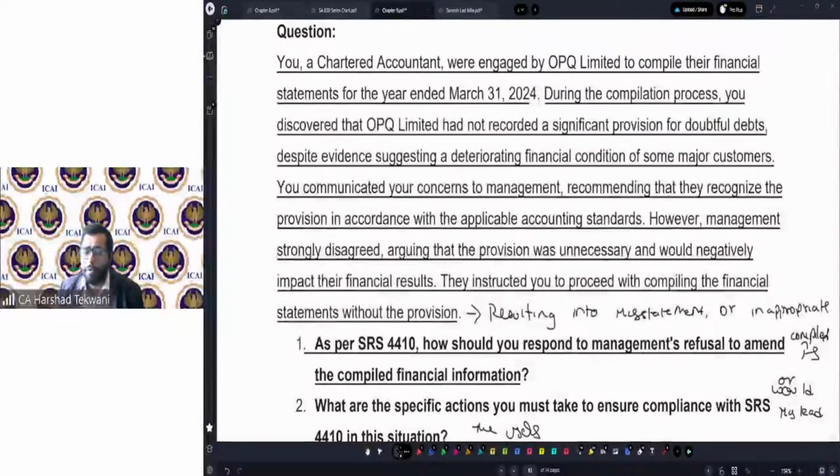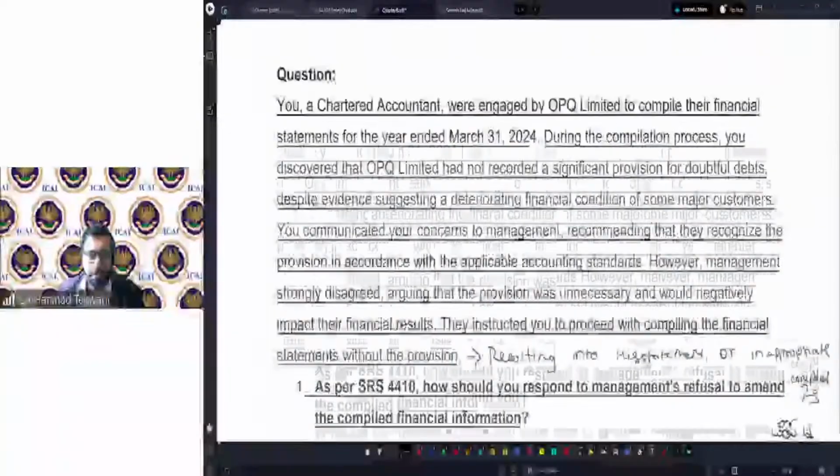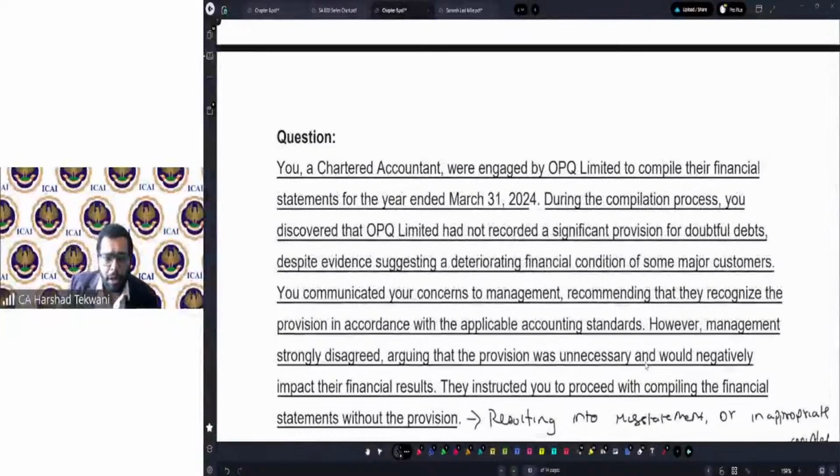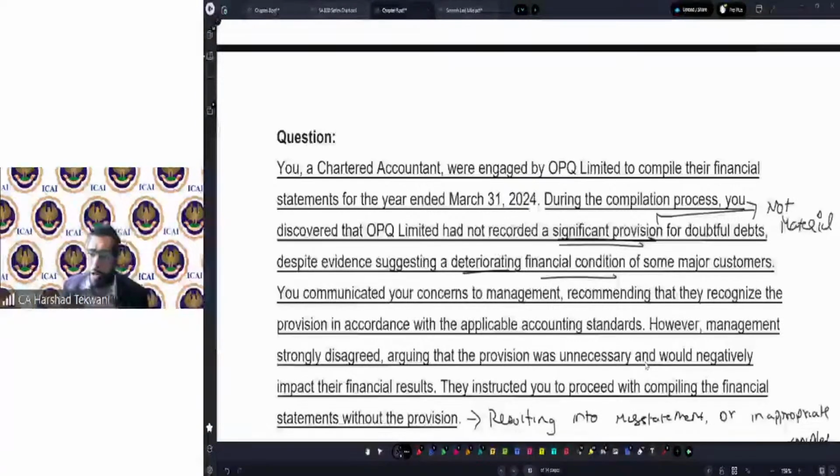Now let's assume this particular part is not material. For the time being, let's assume the provision over here, for deteriorating financial conditions and significant provision, is not material. How would you deal with this? If I say this is not material, would you still ask management to rectify, and if management doesn't rectify, then you will resign or withdraw? Understand, let's say this is not material. What do you suggest?